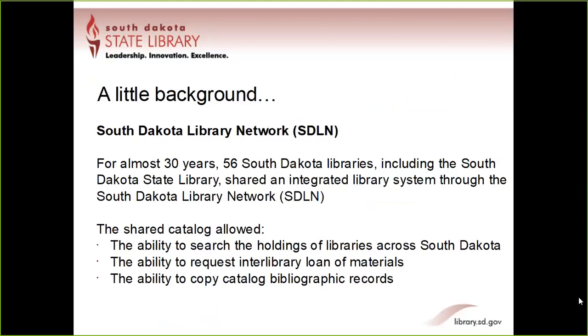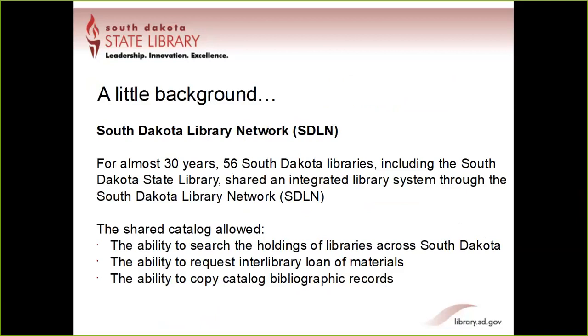So a little background for you. Prior to my position with the State Library, where I've been for the past 5 years, I worked for the South Dakota Library Network. And the South Dakota Library Network was in place for almost 30 years.